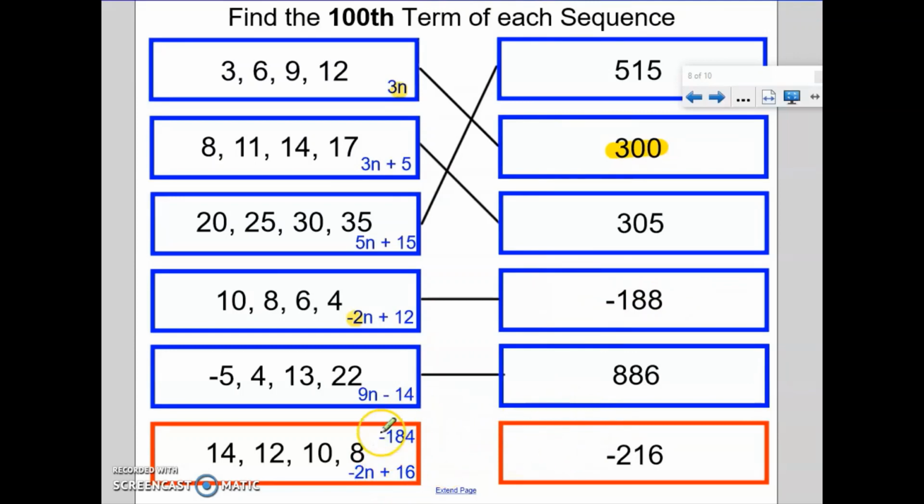If we look at the odd one out, the one I've highlighted in red at the bottom of the screen, again, the sequence is reducing by 2 each time. I'm taking away 2 each time, which gives me this minus 2n. Then if I go to my first term and add 2 on, that's where I get my positive 16 from. If I substitute in 100, minus 2 times 100 is negative 200, and then I'm adding 16 on. So I'm coming 16 closer to 0. So your 100th term should have been minus 184.